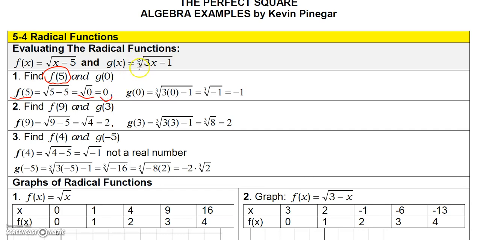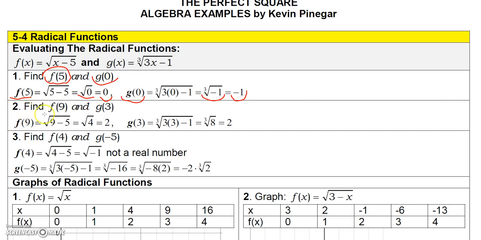Now the other function, g of x, is a cube root of 3x minus 1. And this says find g of 0, g evaluated at 0. So we would plug a 0 in here for x, and so I'd get the cube root of 3 times 0 minus 1. Well, 3 times 0 minus 1 is just minus 1, so that would just be the cube root of negative 1, which is negative 1. So f of 5 is 0, and g of 0 is negative 1.